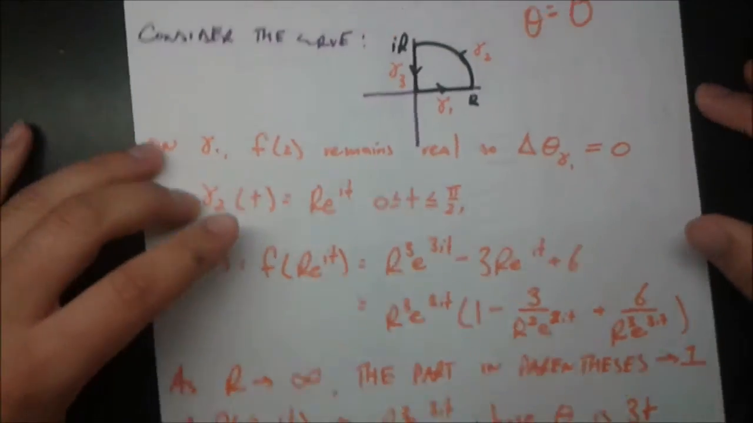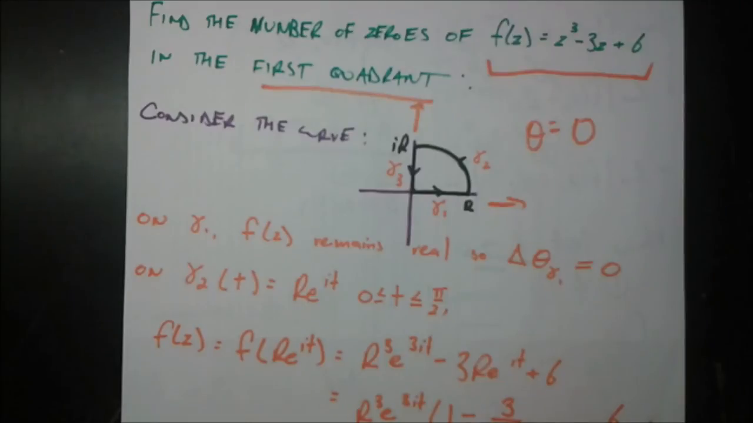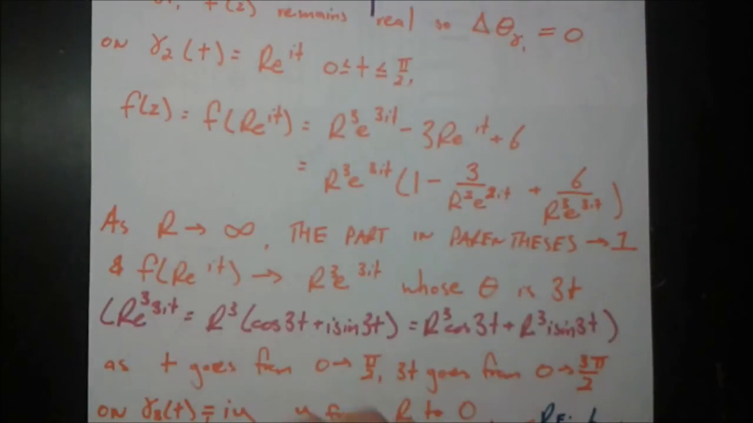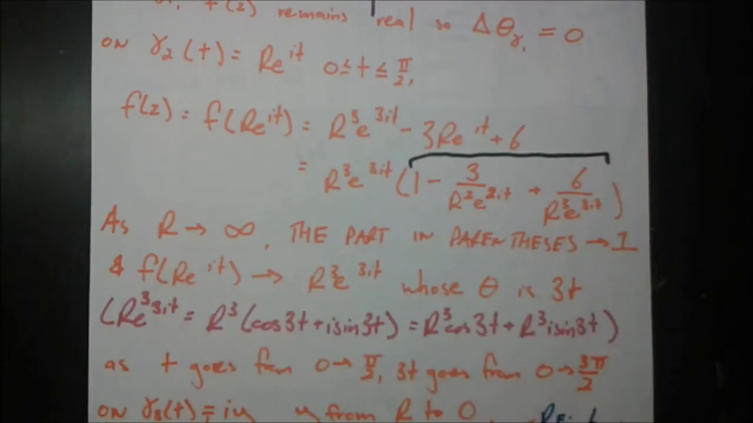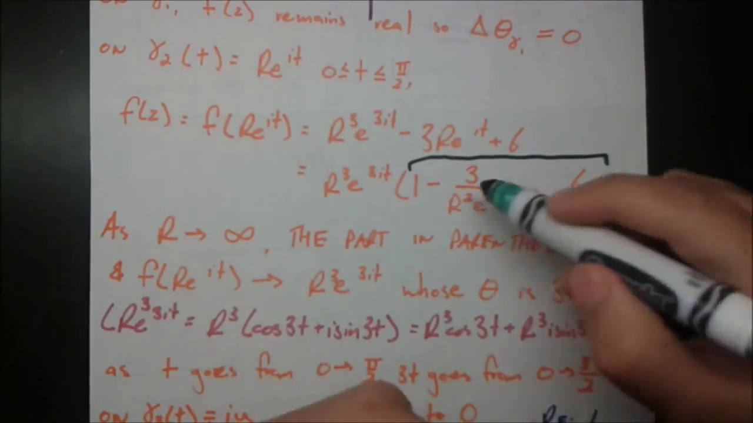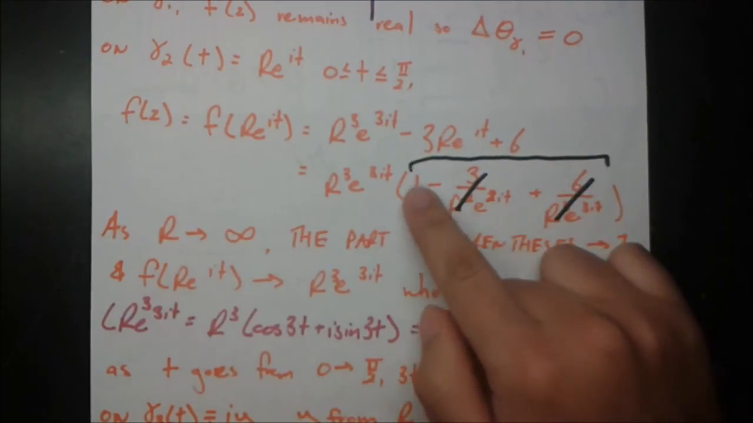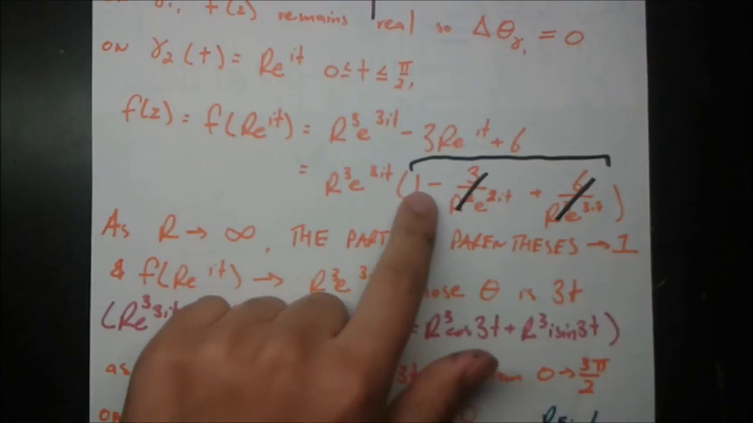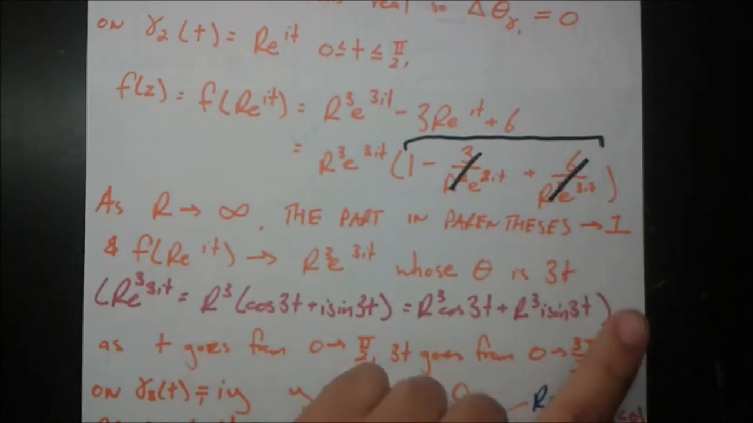Now let's see what happens. Now we want r to approach infinity, right? That's the ultimate goal. So as r approaches infinity, look at this quantity in parentheses right here. What's going to happen? This bottom denominator and this bottom denominator get huge, which means these terms basically cancel out, and this whole parentheses term just goes to 1, which is the constant term here. So we're going to have 1 times r cubed e to the 3it. So we said the part in parentheses approaches 1.